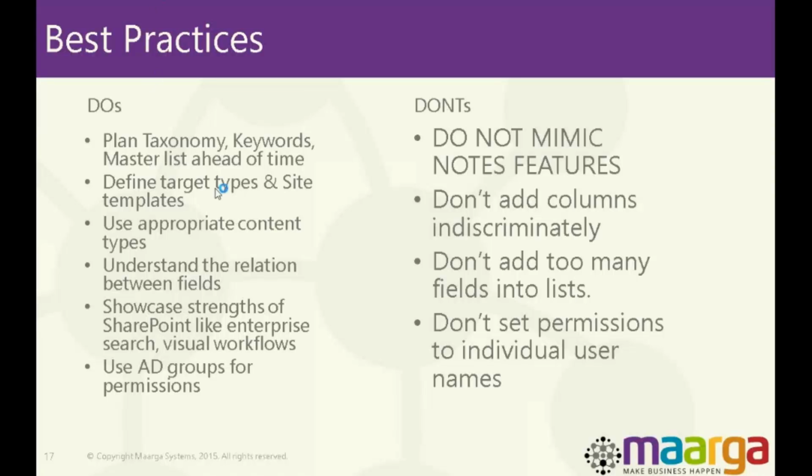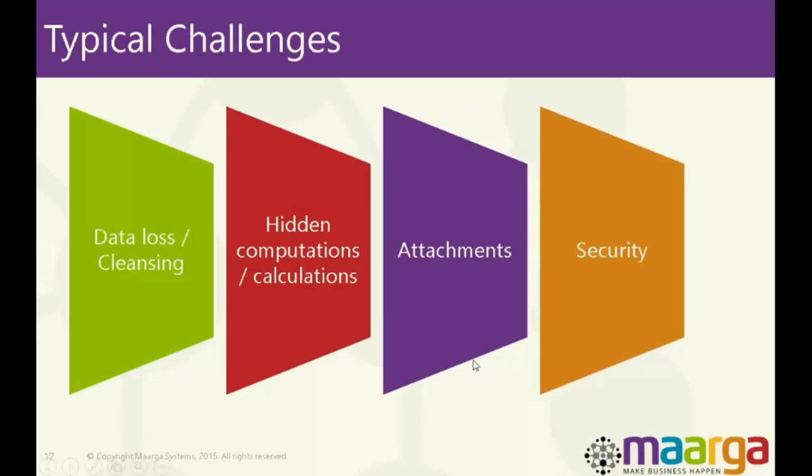Some challenges that we've seen quite often. When you're migrating, how do you ensure that the data is clean? You don't end up getting bad data. How do you ensure that there's no data loss? And also with respect to parent-child relationships and things like that, how do you ensure that the relationship is maintained?